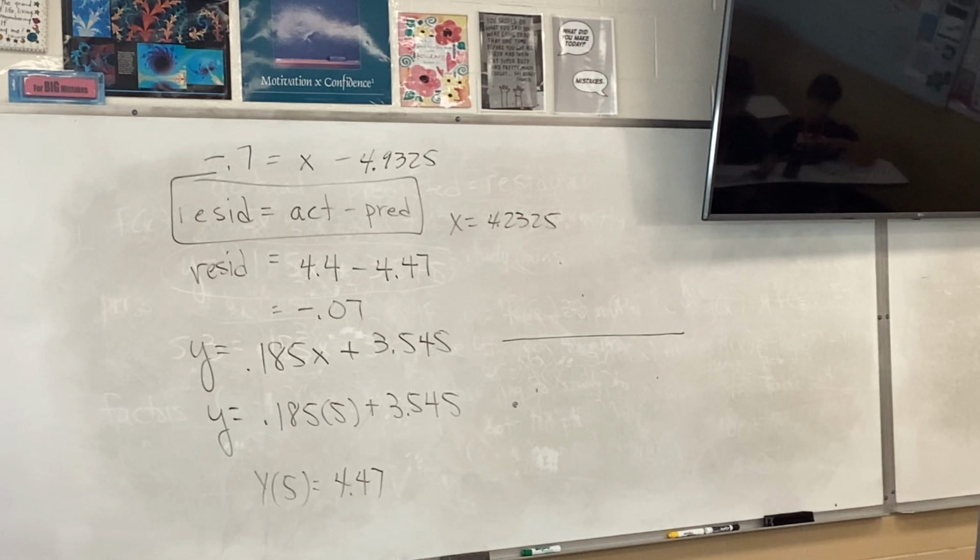So we're gonna go to Stat, Edit, and now we have new numbers to put in. Remember, if you highlight L1, hit clear and enter, it will empty the column. Or you can just type the new numbers in right on top of the old numbers. Whatever you find easiest. And the same for L2.